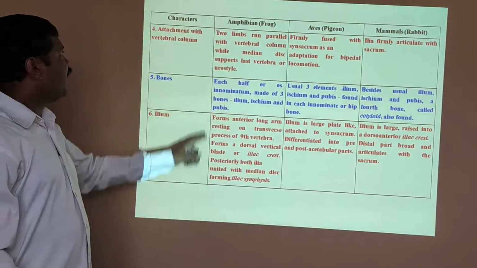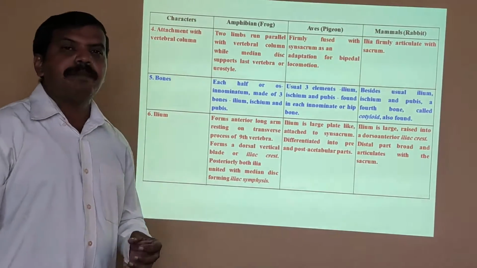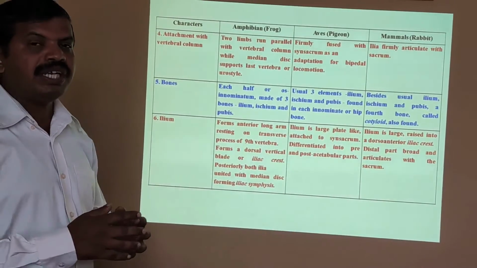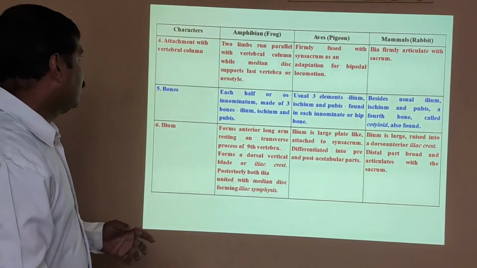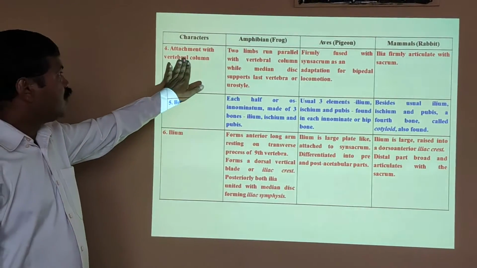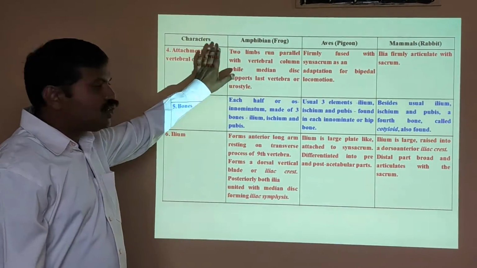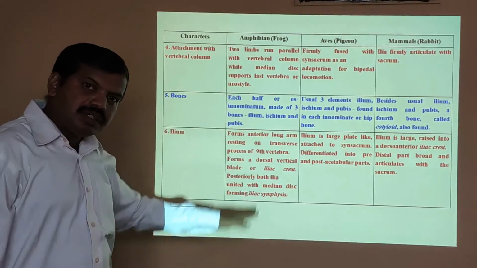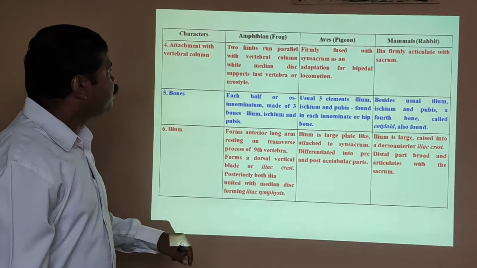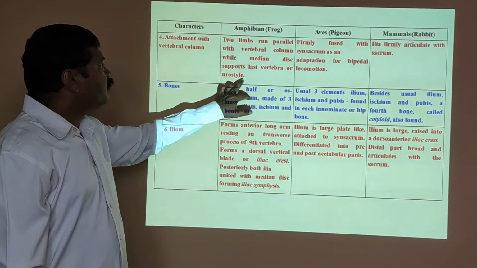The next point is the attachment with the vertebral column. As I told you, the appendicular skeleton is in continuation with the axial skeleton, so it will be attached to the axial skeleton. The vertebral column is a part of the axial skeleton. So the pelvic girdle is attached to the vertebral column. Here the two limbs run parallel with the vertebral column, while the median disc supports the last vertebra, or the urostyle.